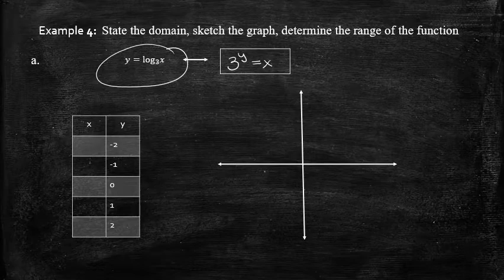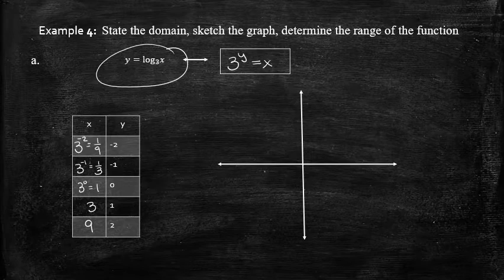Now we have 5 y values that we can plug in as the exponent, and we'll find the corresponding x value. So 3 to the negative second power, we'll write that as 1/9. 3 to the negative first power is 1/3. 3 to the 0 power is 1. 3 to the first is 3, and 3 squared is 9. Now we have 5 points that we can plot.